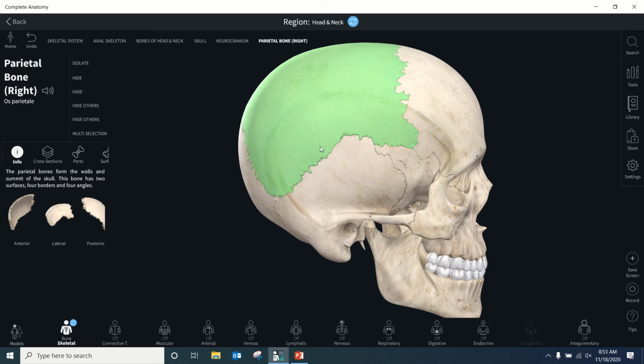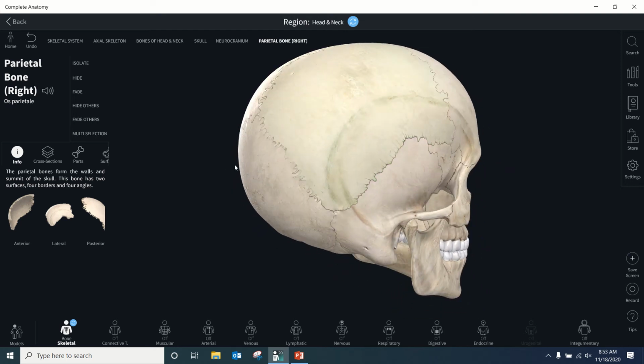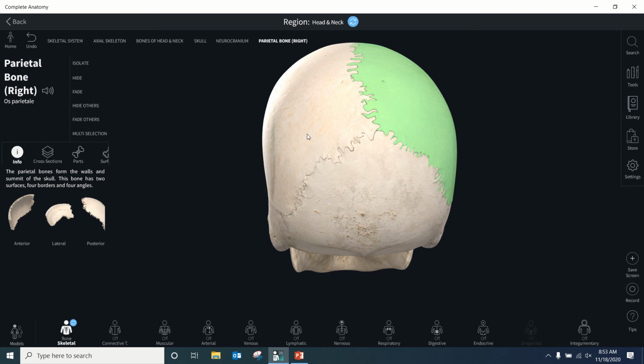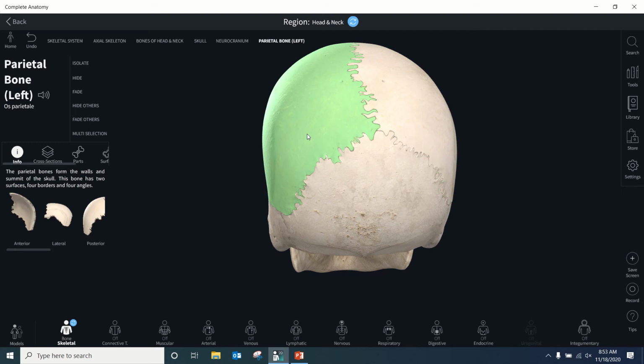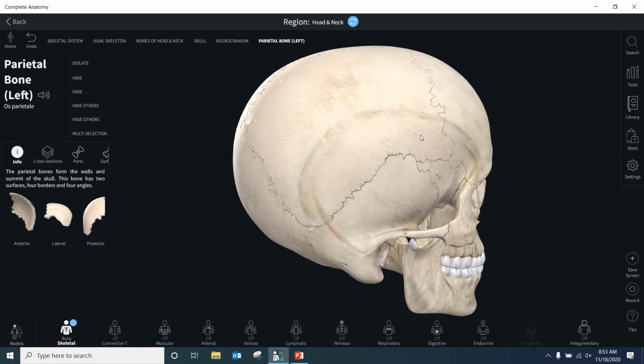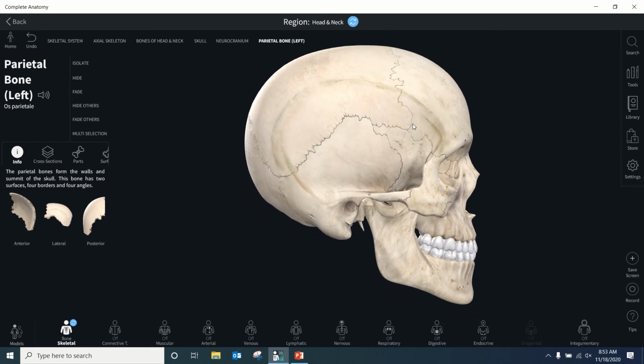Thinking again back to the lobes of the cerebral cortex, obviously your occipital lobe is in the back, near the occipital bone, and the parietal lobe of the brain is on top, right? And so here's your parietal bone. There's the right parietal bone. If I look at it from the posterior aspect, here's your left parietal bone. The right and left come together. So those are your parietal bones. Those are pretty straightforward. And then the sphenoid.